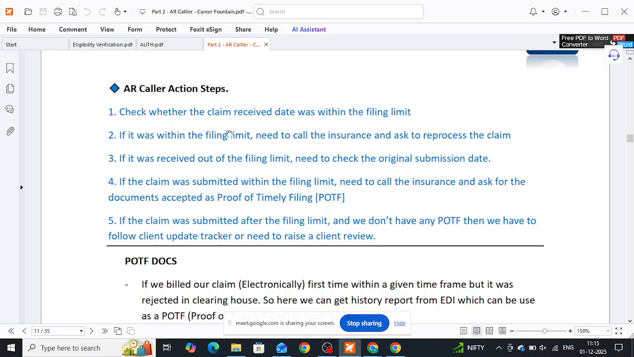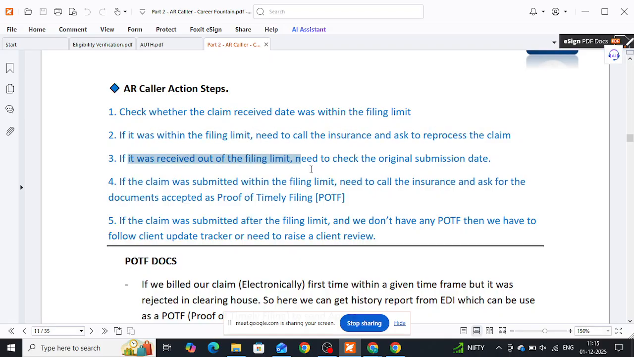For every denial, we cannot trust that it is a correct denial. If in the analysis you find that we filed our claim correctly within the given time frame, that means the denial is wrong. In that case, obviously we can call and reprocess the claim. We can tell them that your timely filing limit is 3 months, and as per our system, we filed our claim the first time on this date, and according to our clearinghouse, it has been accepted. Like that, we can reprocess the claim.